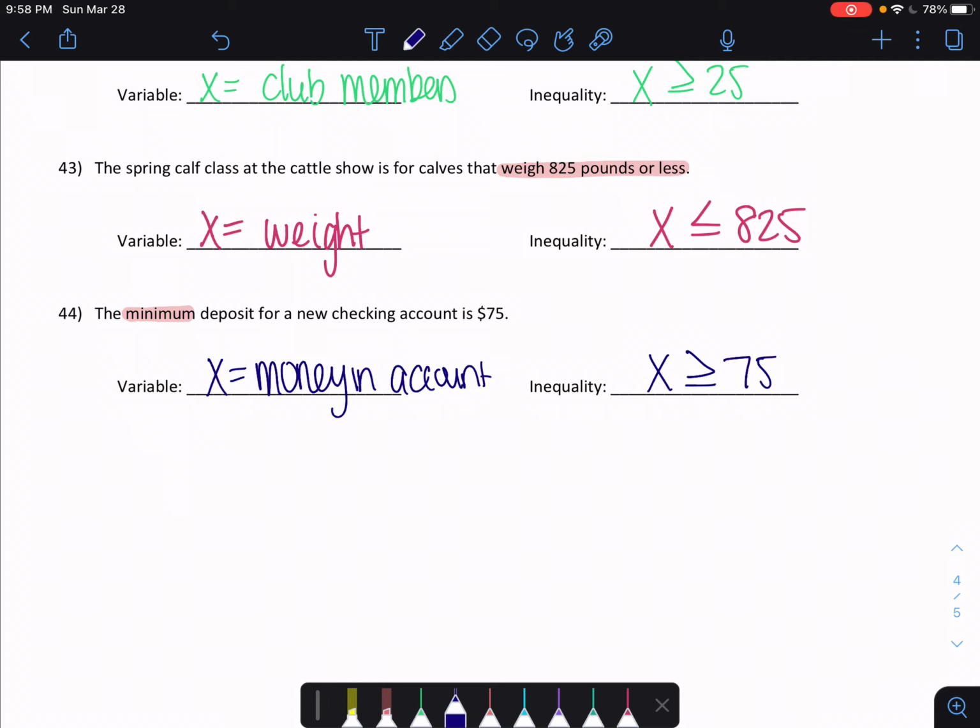This is the end of the inequalities portion of your Module 6 practice test. You will be taking the inequalities portion of your test on Wednesday.